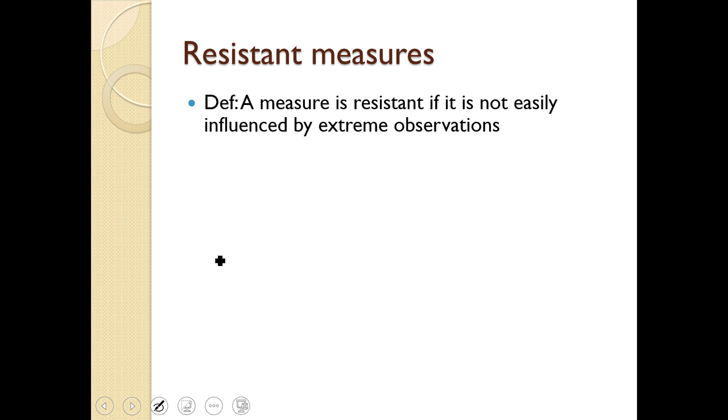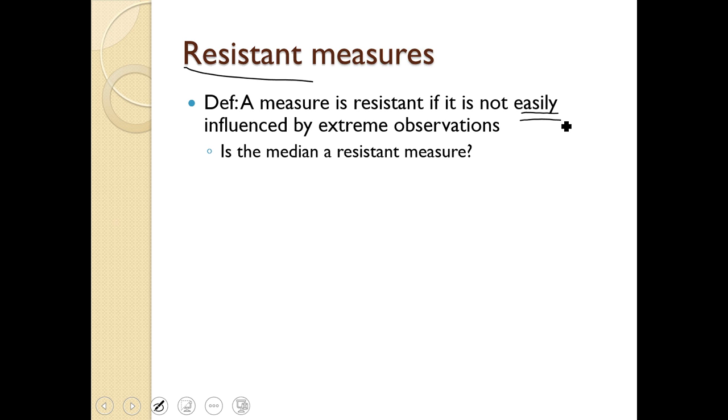This is one of the ideas that's pretty central to mean versus median, the idea of a resistant measure. So something is resistant if it's not easily influenced. That doesn't mean that it's not influenced, but it's just not easily influenced by extreme observations. So the question for us, is the median a resistant measure?